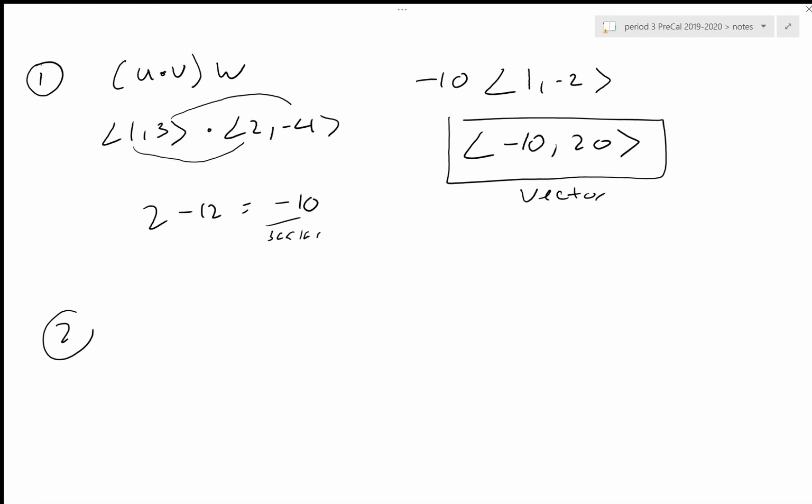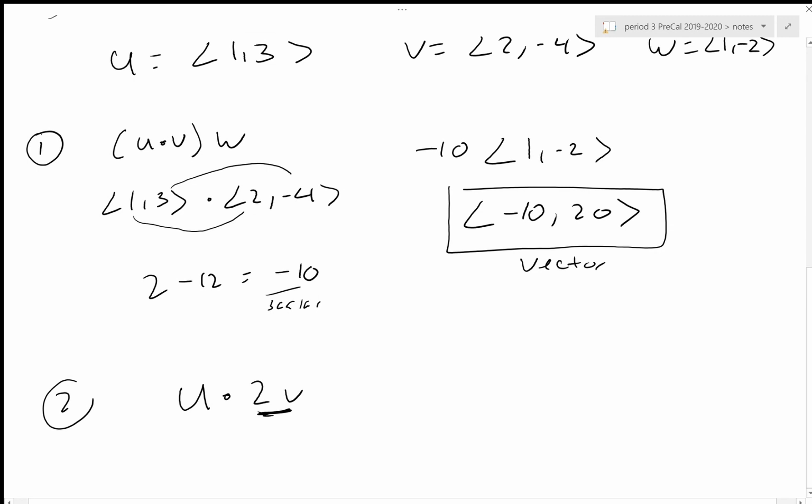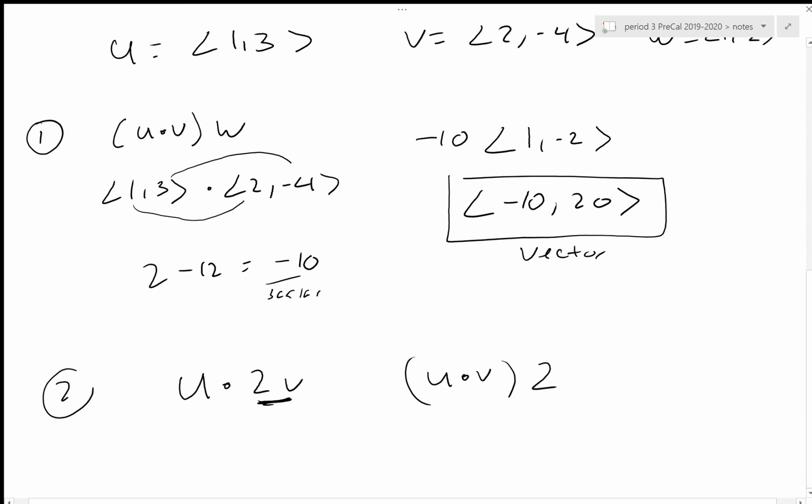Okay, let's say our second example is u times 2v. Alright, so I can multiply this first, 2 times v, which is the way I would do it. The book would tell you to do this, multiply u times v, then multiply it by 2. You're going to get the same answer either way. So I would just do it this way, 2 times v.